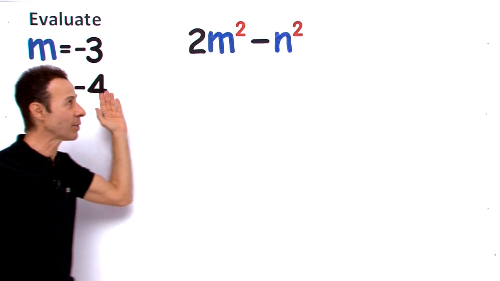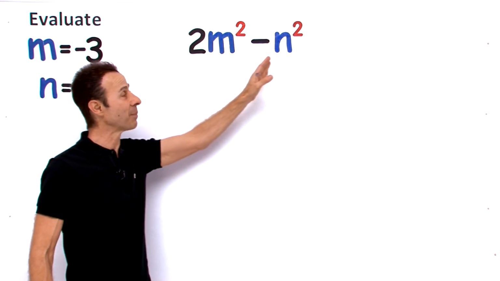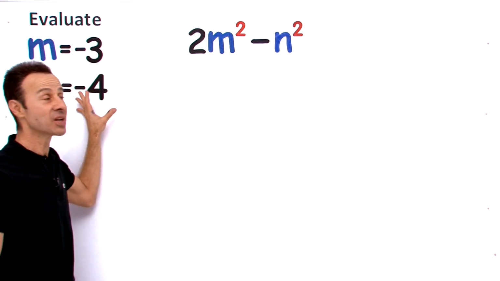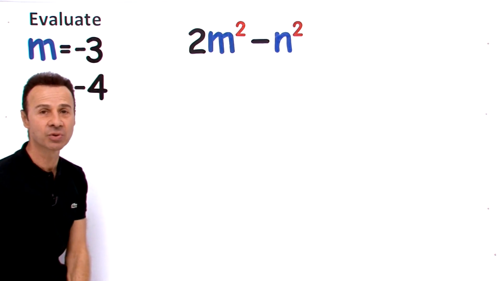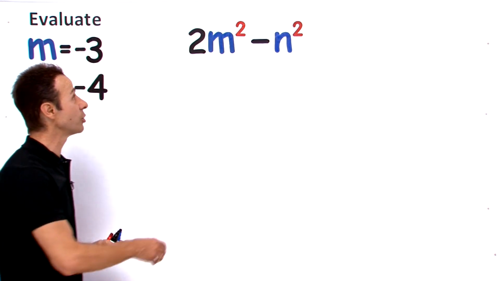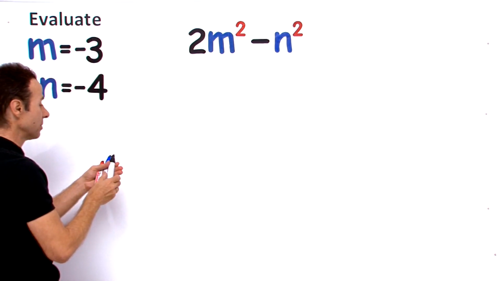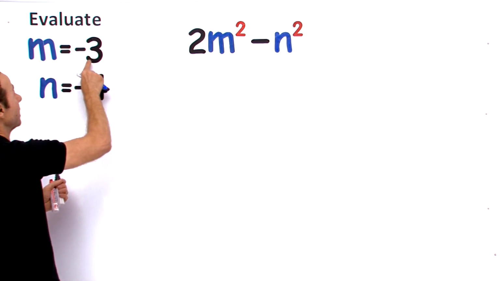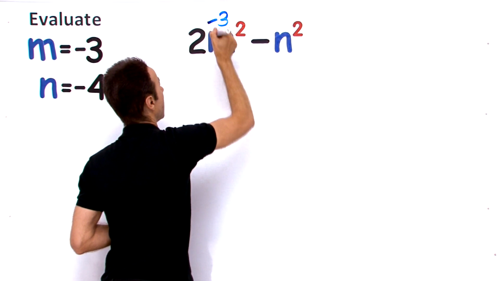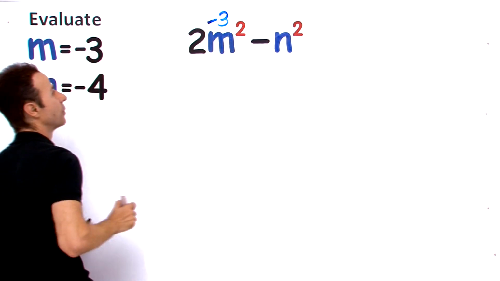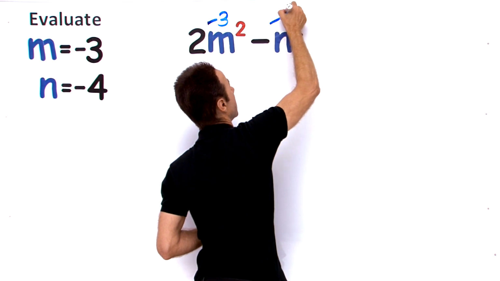Now, in order to evaluate this expression, all we have to do is substitute these for m and n. We're going to take these and slide them in for the m and the n. So let's go ahead and do that. One of the first things I like to do is replace the m and the n with the actual numbers. So we know that m equals the value of -3, so that's going to be a -3. And the value of n is -4, so we're going to substitute -4 right in there.